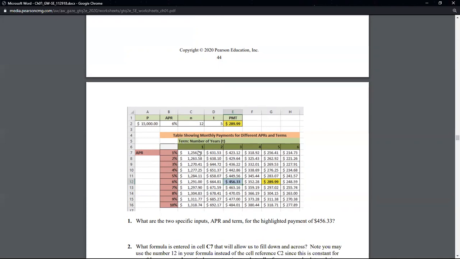So you can see, okay, the person who gets a one-year loan and is paying 1% is paying $1,256 a month. Holy cow, who can afford that as a car payment?